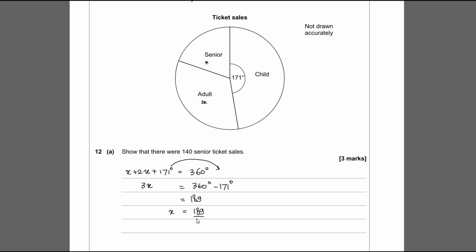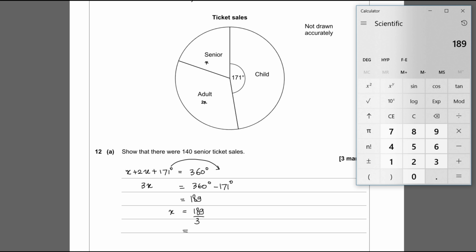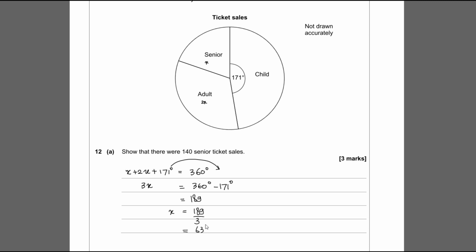189 divided by 3 is 63. If x is 63, so the senior ticket is 63 degrees of the whole circle, then 2x must be twice 63, which is 126 degrees. Now we have to show that the senior ticket sales is 140. This is the senior tickets, which is 63 degrees out of 360 degrees.